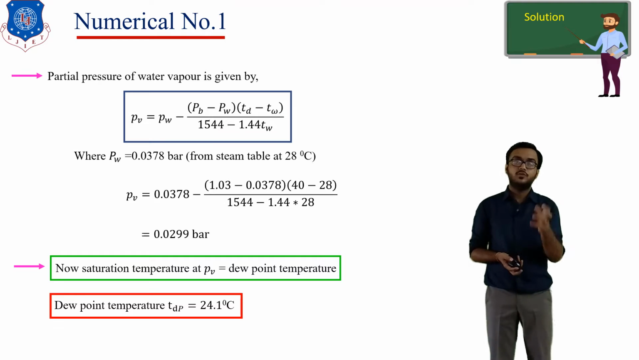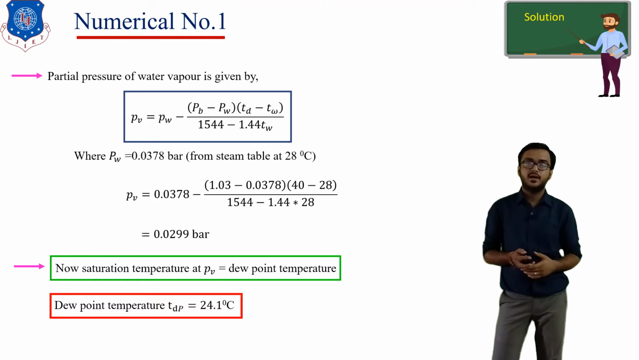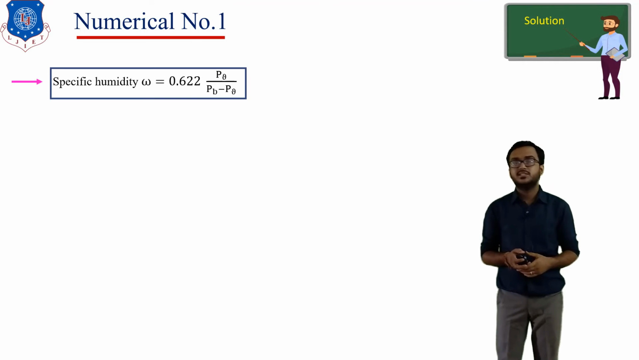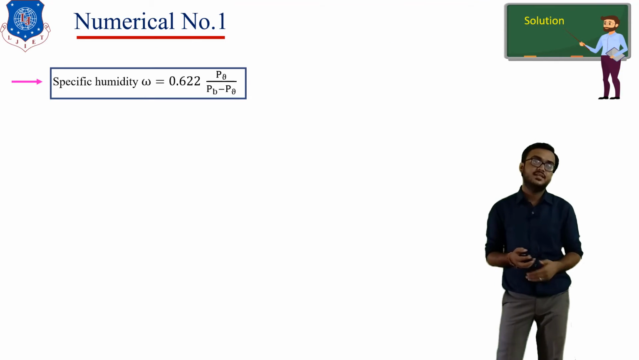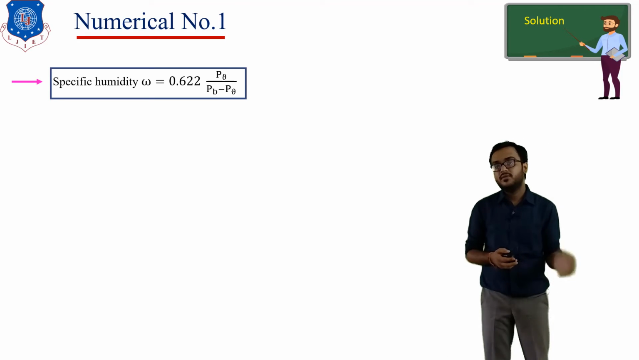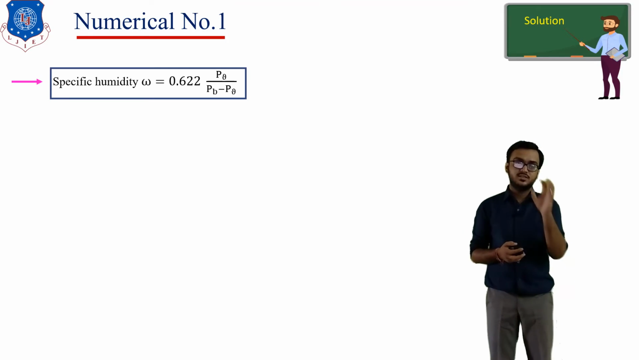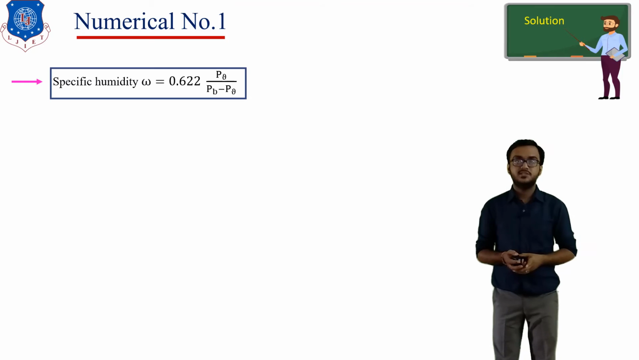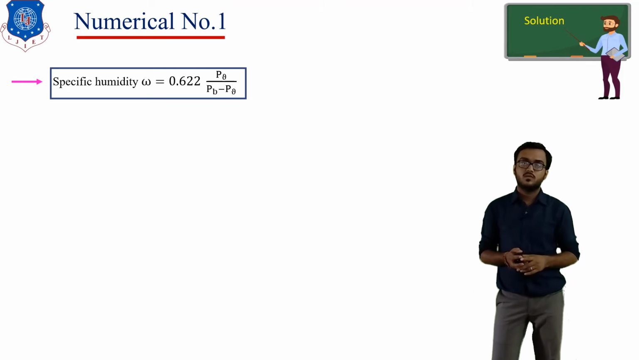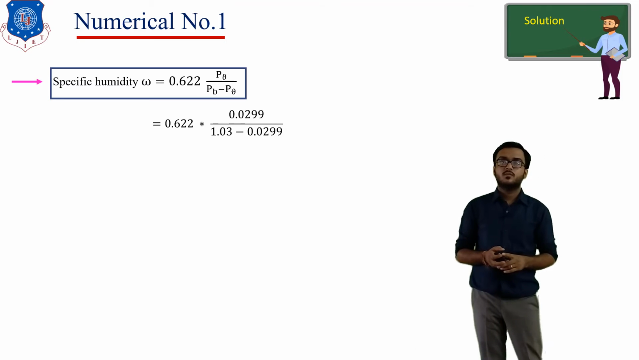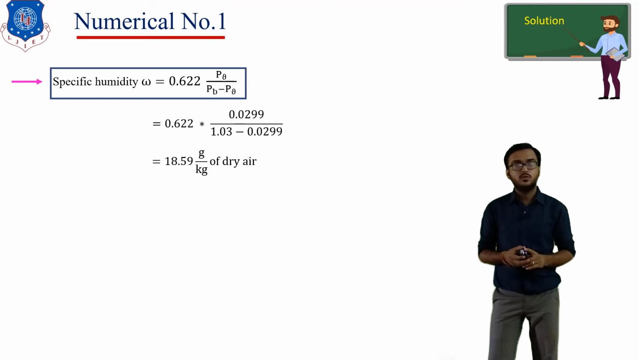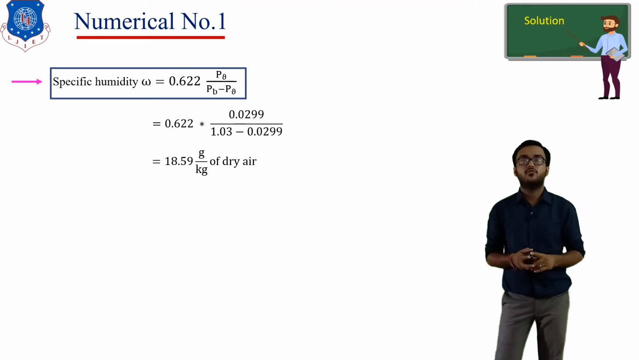Now we have PV with us. Based on this, we need to find the value of omega. Just use the equation: omega is equal to 0.622 PV divided by (P minus PV). We have the value of P, that is 1.03 bar, and the value of PV, that is 0.0299 bar. Just substitute these values here and calculate the value of omega. Please calculate. From the calculation, you can say the specific humidity is equal to 18.59 grams per kg of dry air.